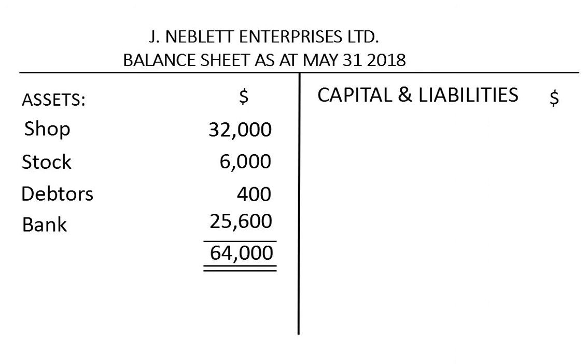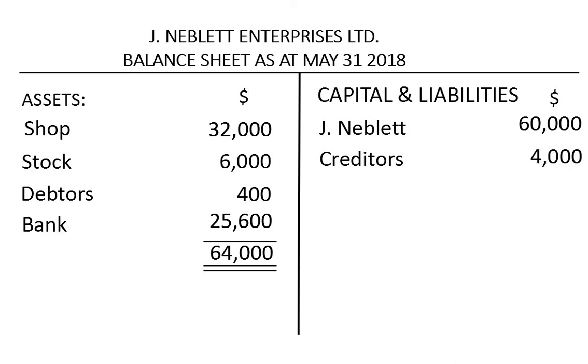Now on the other side of the balance sheet we have our capital and liabilities. Now we start off first with our capital. So our capital was J Neblett, and he invested $60,000 in the company. He hasn't withdrawn anything during the month for operations. And then our creditors. At the end of the month our accounts payable is $4,000. So we add up our capital and our liabilities, and we also get $64,000. So it shows you that the balance sheet is balanced.